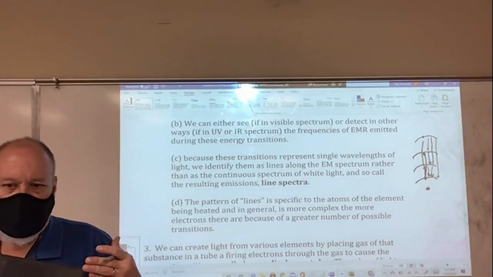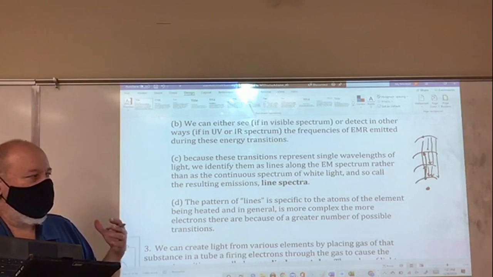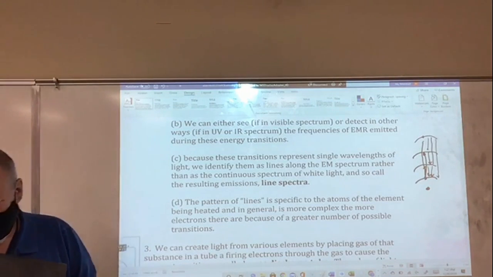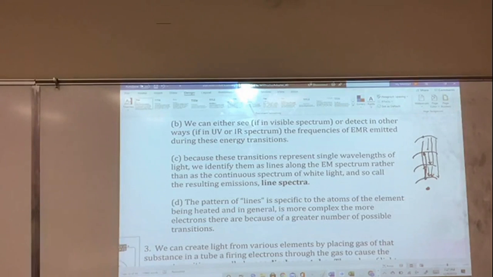So for hydrogen, even with just one electron, I expect a bunch of different frequencies in my line spectrum. If I get to an atom with 10 electrons or 100 electrons, I'm going to have a massively more complex spectrum. Okay, and we can see these things. And I can show you how.